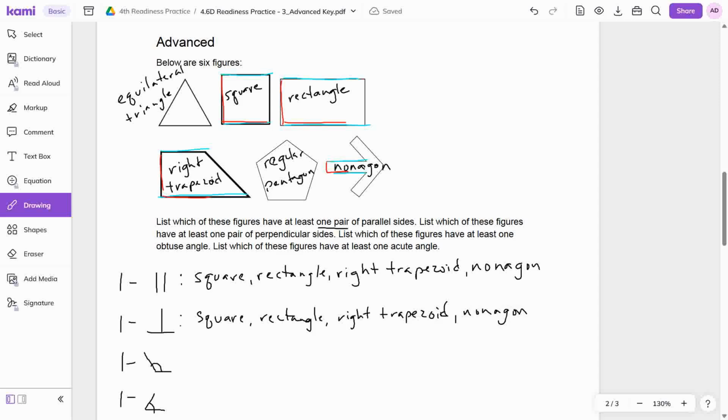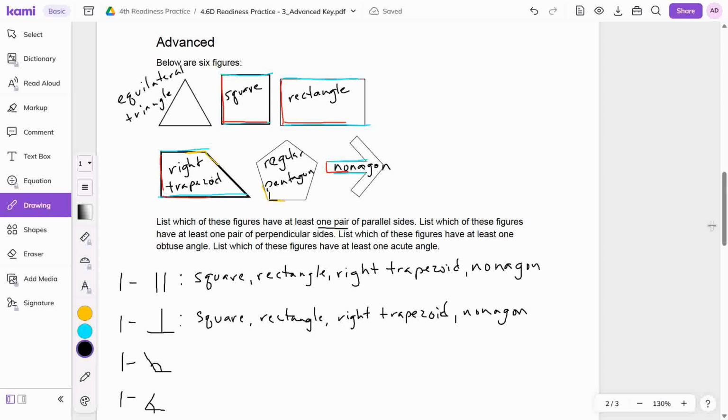Now, an obtuse angle. All right, so an obtuse angle is an angle that is larger than 90 degrees. No for equilateral triangle, no for square, no for rectangle. I do have one right here on my right trapezoid. And then all of my angles on my regular pentagon are obtuse. Because if you think about a right angle being up and down like this, the angle in the regular pentagon is just slightly larger than that.